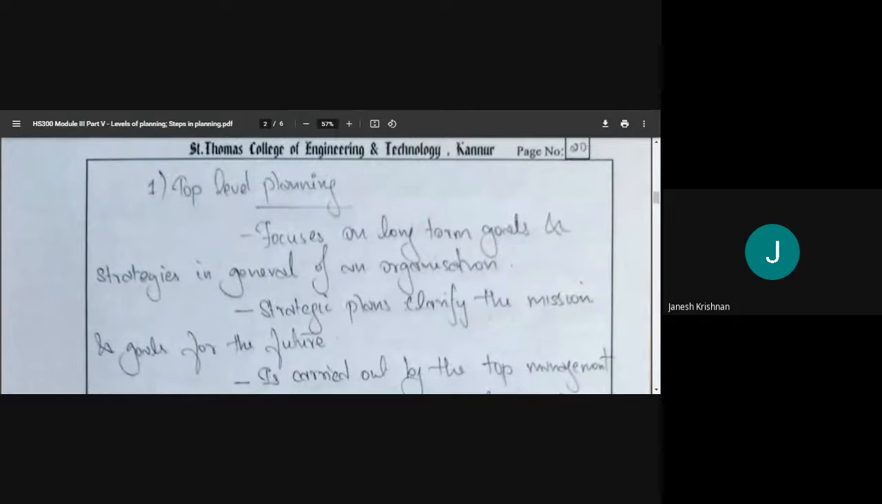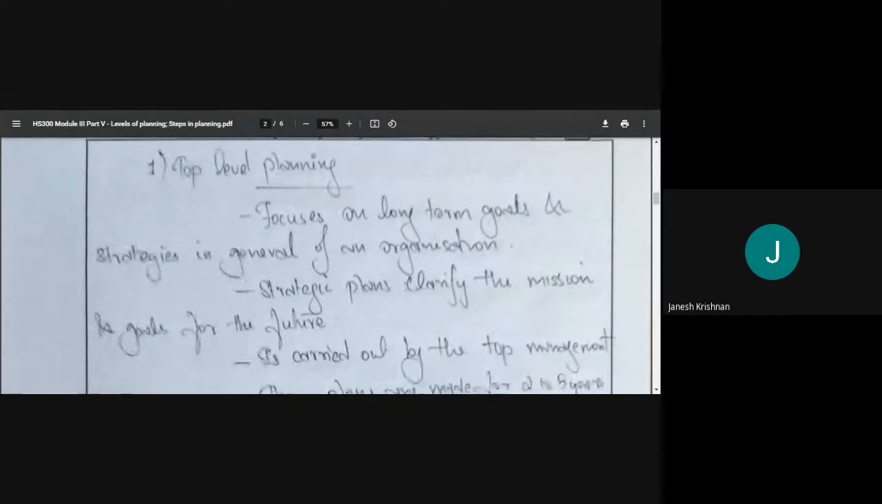And what is the result of this planning? The result of this planning is the strategic plan, right? Strategic plan means one which defines the entire goals and missions of the company. Okay, that is the strategic plan.